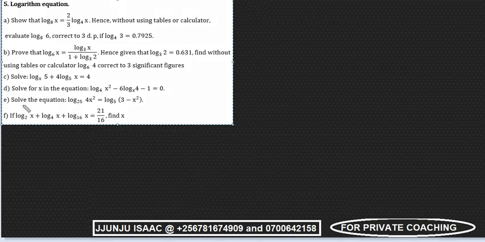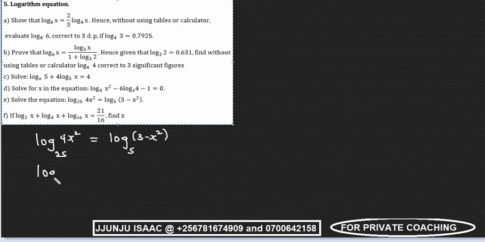Now part E, we have log base 25 of x squared equal to log base 5 of 3 minus x squared. When you look at this, we can introduce log base 5 on this side so that we have log base 5 throughout. And because this is 25, it should give you a hint on how to change the base.